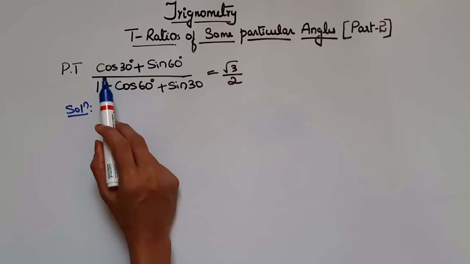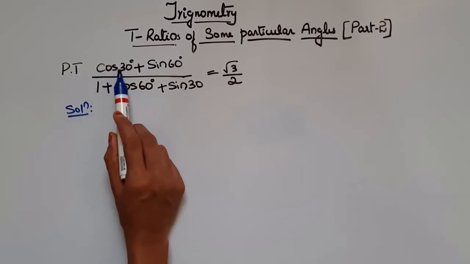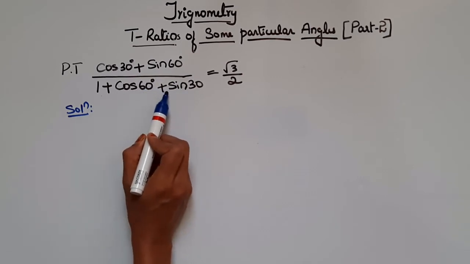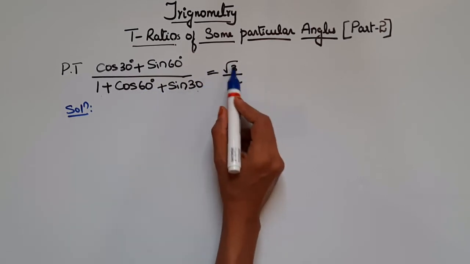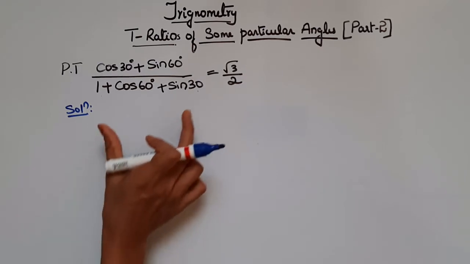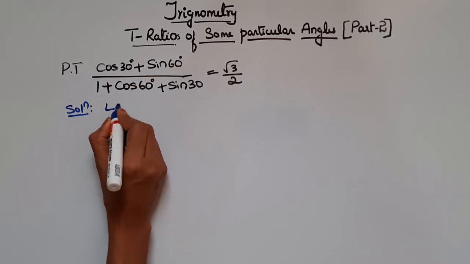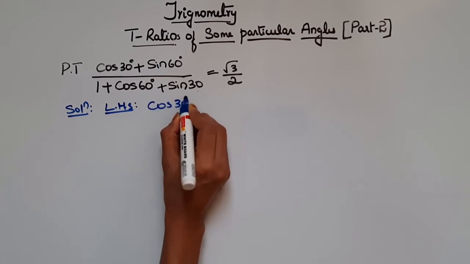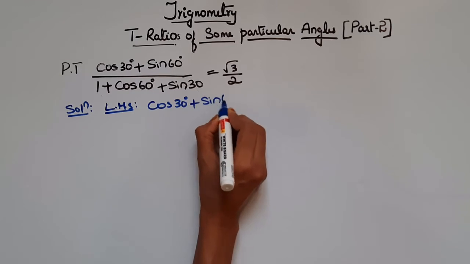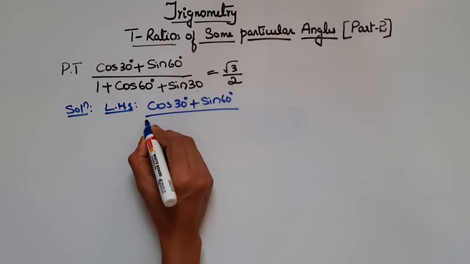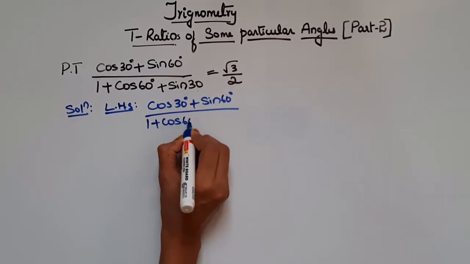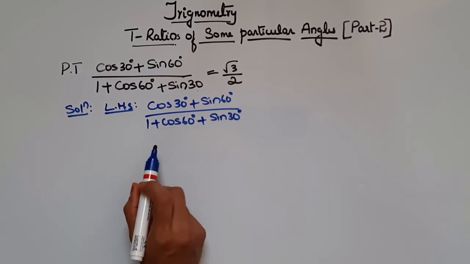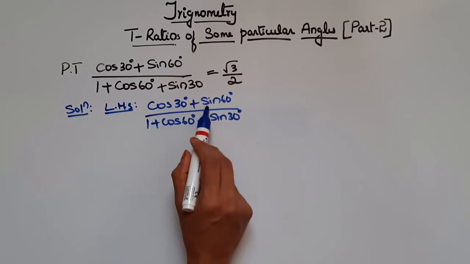Now let's see this problem. Here it says prove that cos 30 degree plus sine 60 degree by 1 plus cos 60 degree plus sine 30 degree is root 3 by 2. So first let's take LHS. So LHS we have cos 30 degree plus sine 60 degree divide by 1 plus cos 60 degree plus sine 30 degree, right? Similar procedure, just put the values of these T ratios.